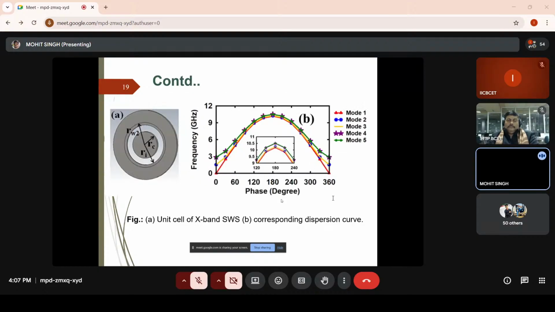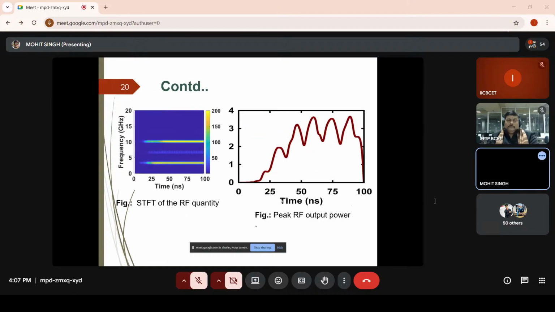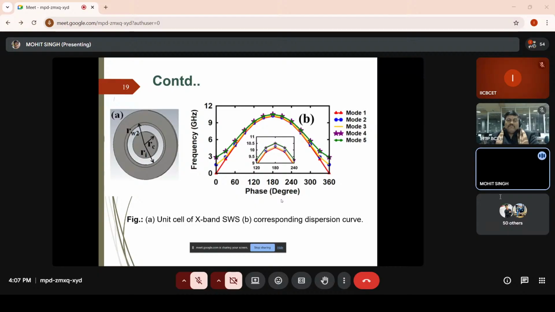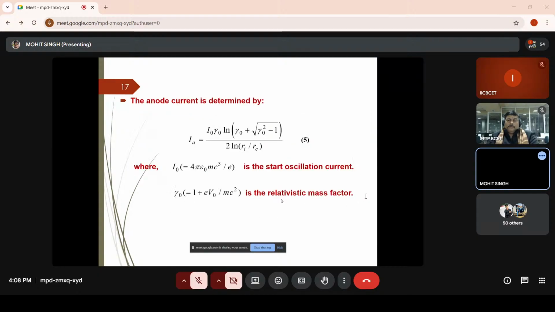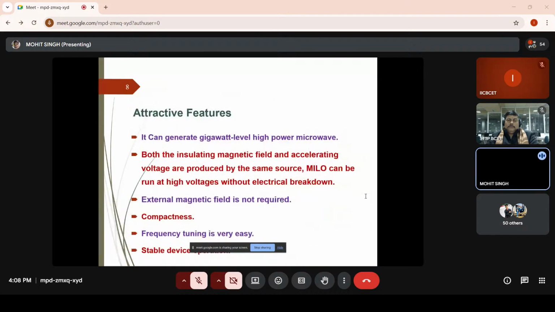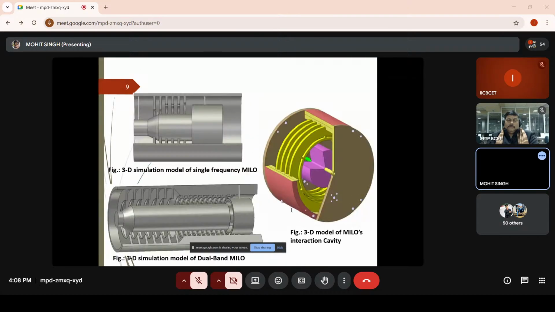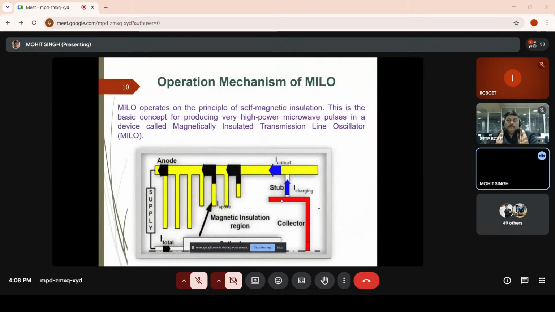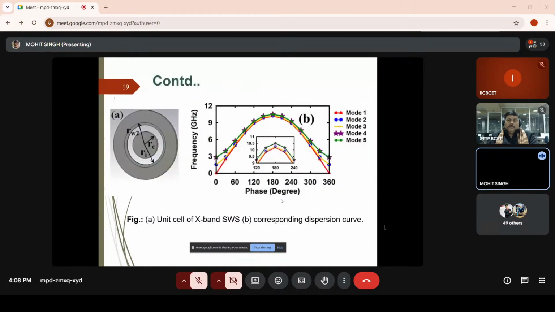Similarly, this is for X band, that one is for S band. Now, after getting the data of this eigenmode simulation, we design the full model. That one, I am going to the previous slide. This one is the full model. This 3D model is the full model of the MILO. But here I have kept just the unit cell.